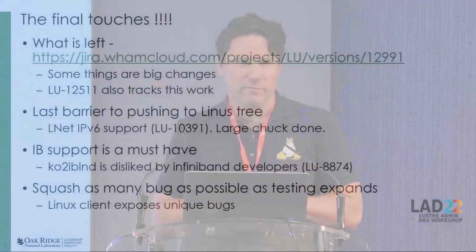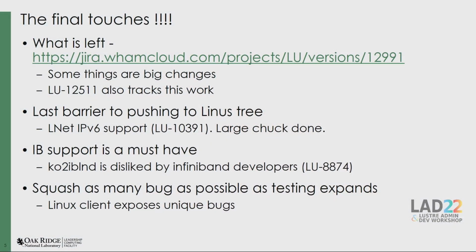So what are the final touches? There is a big ticket to cover all this. This is LU-12511. It tracks all the work, and you'll see there are like 50 subtasks. Most of those are closed, actually. There's a couple big items left.